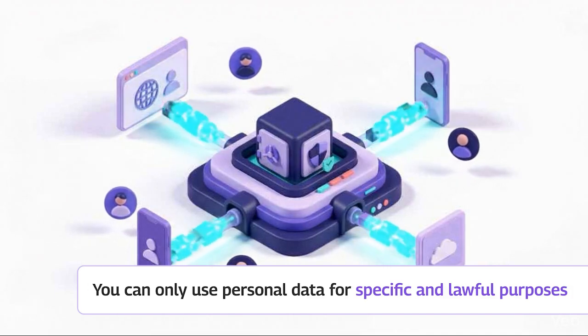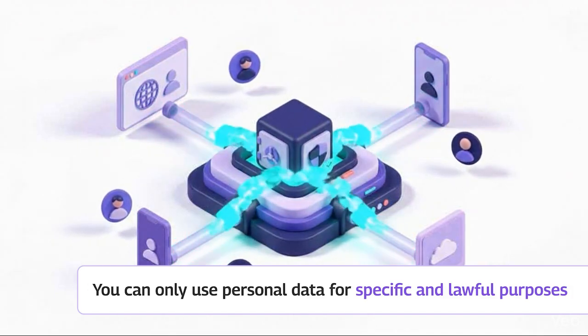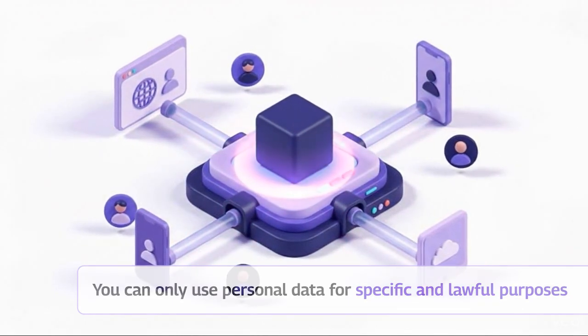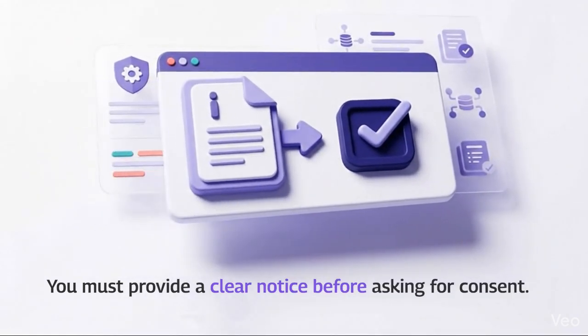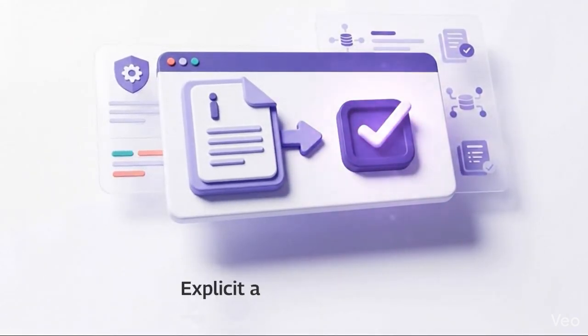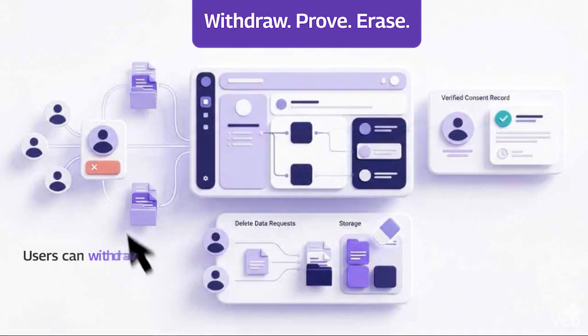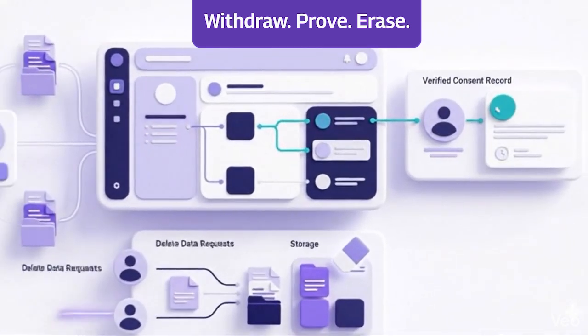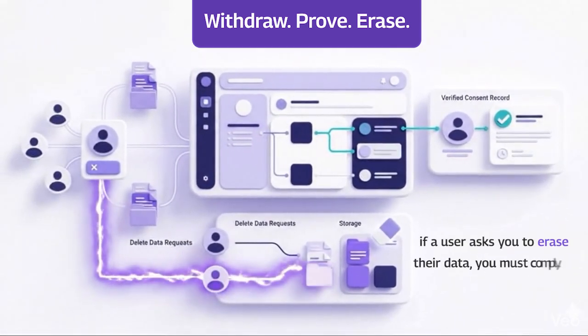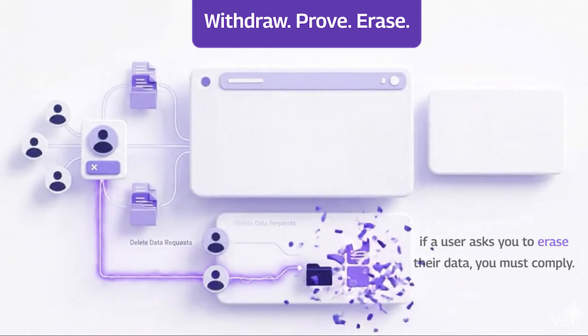First, you can only use personal data for specific and lawful purposes that you clearly explain to the user. You must provide a clear notice before asking for consent. And the consent itself must be explicit and unambiguous. But the real game changers are these. Users can withdraw their consent at any time, just as easily as they gave it. You must be able to prove that consent was obtained in the first place. And if a user asks you to erase their data, you must comply.